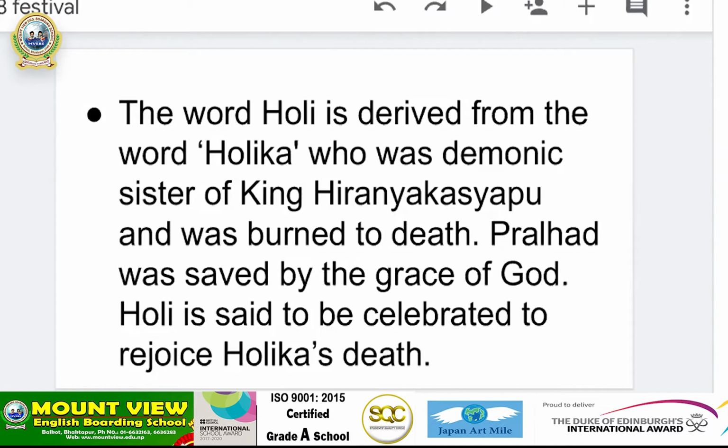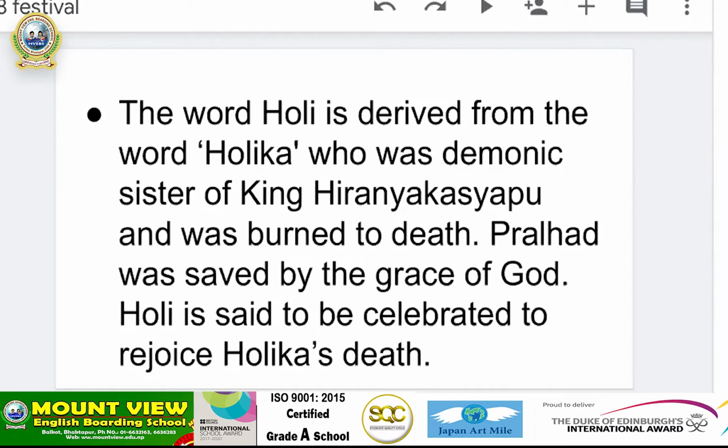There is a king Hiranyakashipu who is a demon, and he has a son Prahlad, who is devoted to Lord Vishnu. But Hiranyakashipu doesn't like to worship God. He thinks that he himself is a god. He is the king. He should be worshipped by other people. That is the thought of Hiranyakashipu.